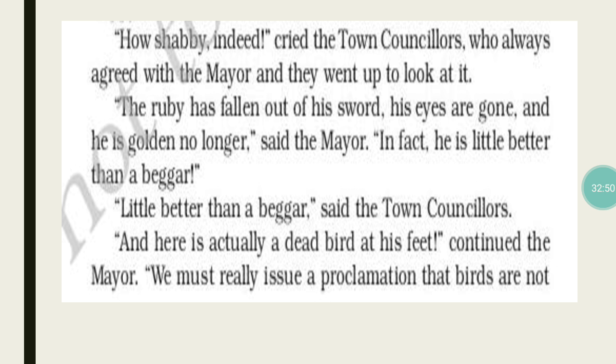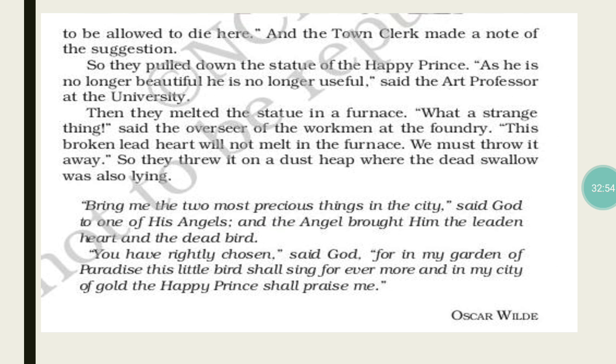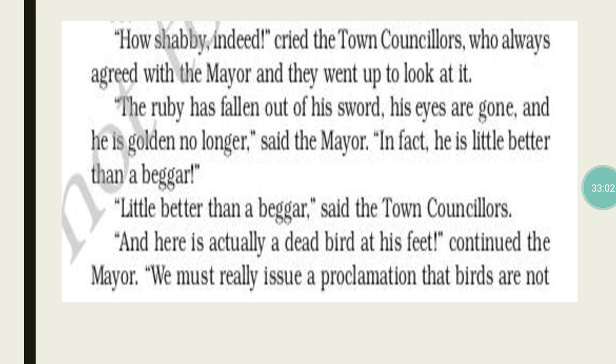What did he say? "We must really issue a proclamation that birds are not to be allowed to die here." And the town clerk made a note of the suggestion. So what is going on there, children? Proclamation means order or rule. So the mayor noticed that a dead bird was lying at the feet of the statue. Then he told the town councillors to pass an order.